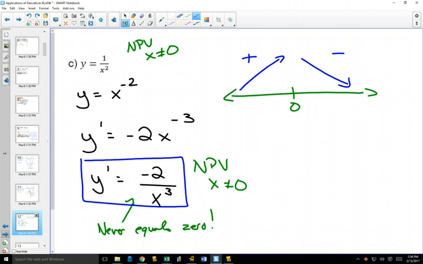And when we go to graph this, we have to use some of our knowledge from before. One of the knowledge things that we're going to have to use from before is a knowledge of asymptotes.